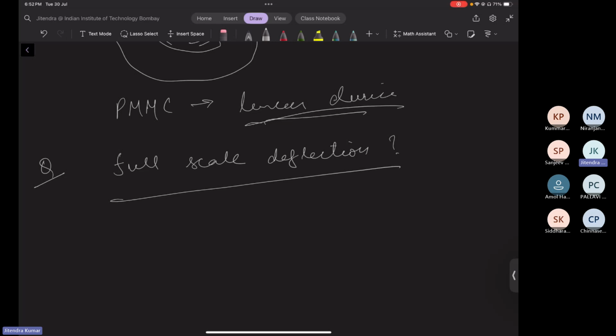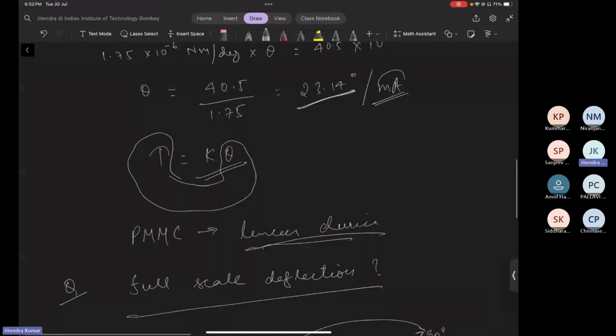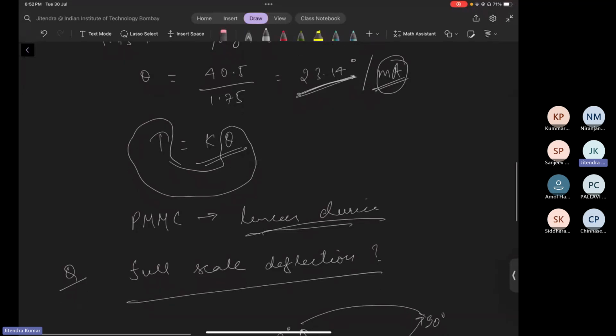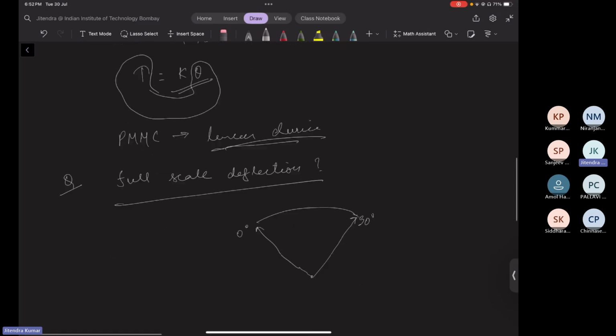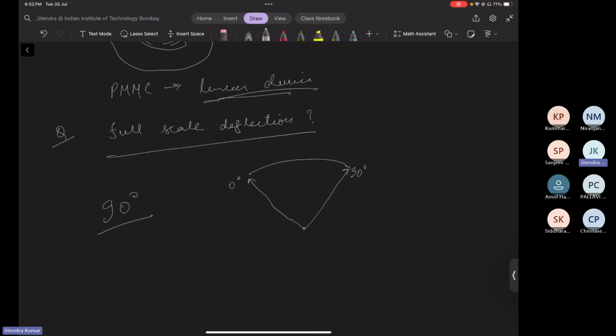So we consider this as 0 degree and this as 90 degree. To reach that position, we just saw that for 1 milliampere, it will reach 23.14 degree. So for 90 degree, how much current will be required? It is just a linear expression. For 90 degree, it will be 90 divided by 23.14 degree per milliampere, that would be approximately 3.88 milliampere. Isn't it?